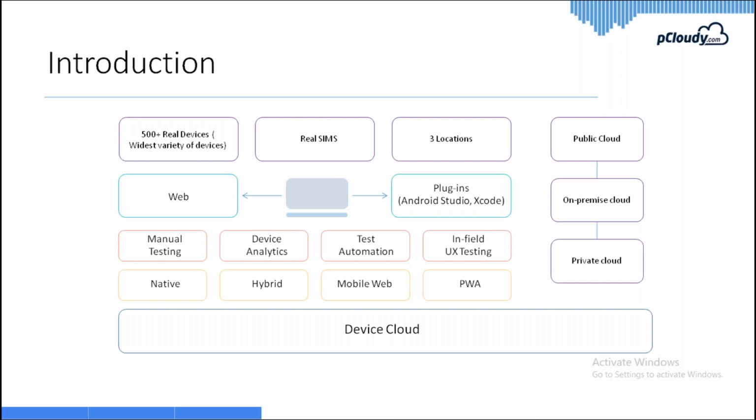And the last offering which we have is a private cloud. Again, it's a private dedicated cloud for a specific customer. The only difference between on-premise and private cloud is on-premise cloud will be deployed in the client's organization, whereas private cloud will be maintained by us in our own state-of-the-art data center. So these are the three different offerings which we have.